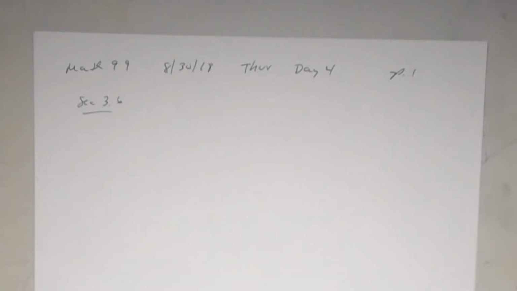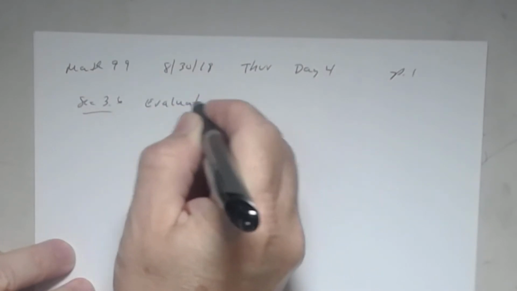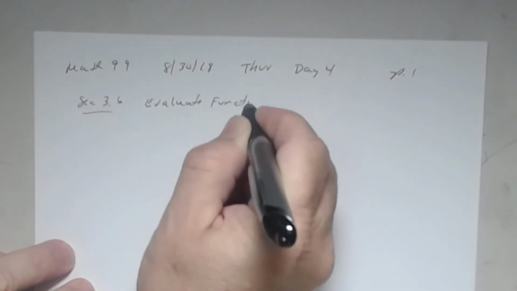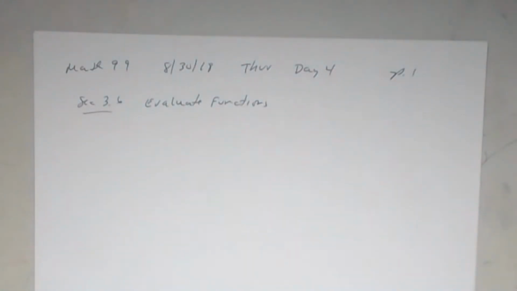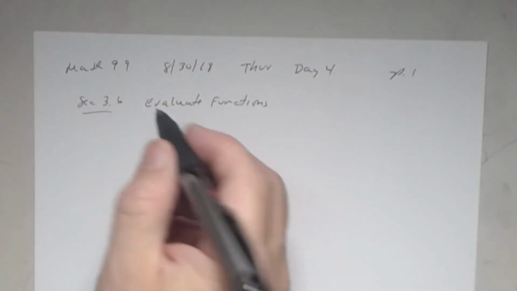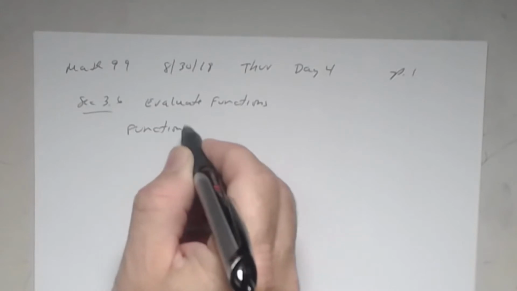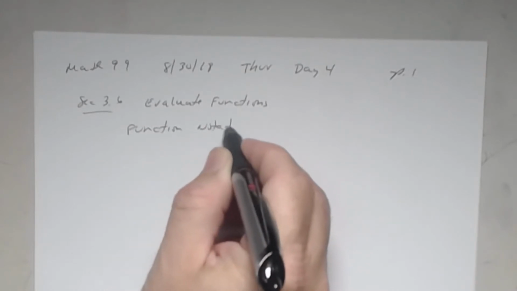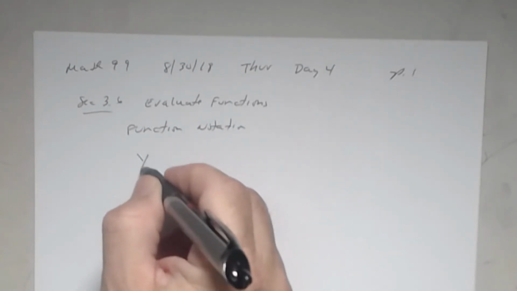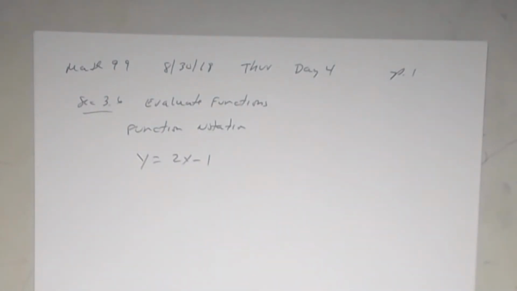All right, we're going to evaluate functions. Let's suppose we had, now remember function notation. So let's talk about function notation to begin with. All right, so we know that y equals 2x minus 1 is a function. Why is y equals 2x minus 1 a function?